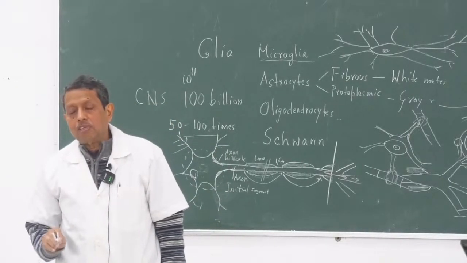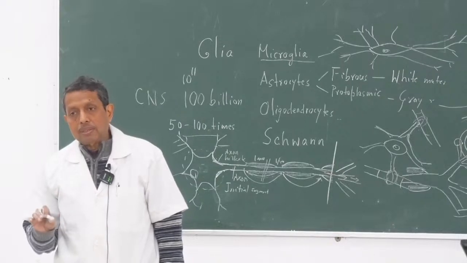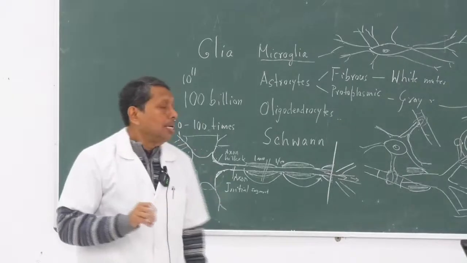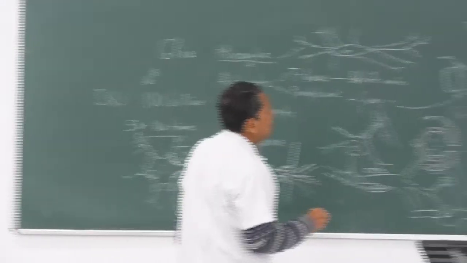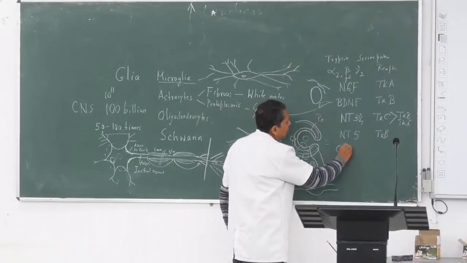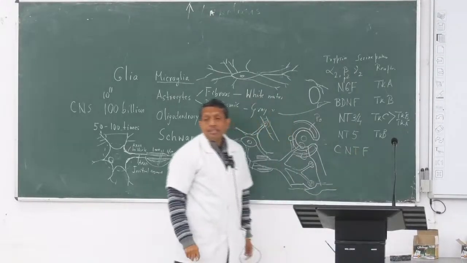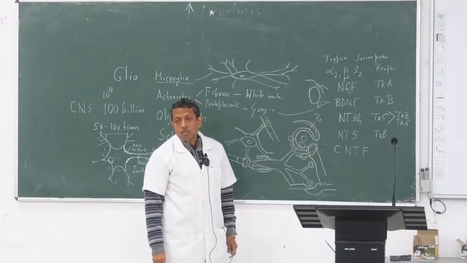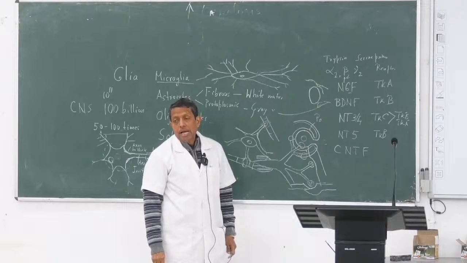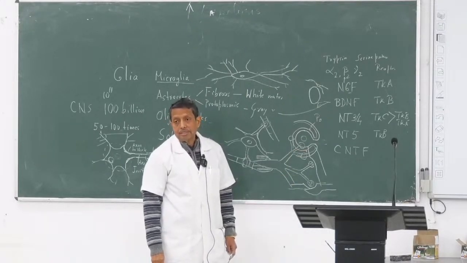There are also other neurotrophic factors. Like in the case of the brain, there is ciliary neurotrophic factor, that maintains the dopaminergic neurons, and other neurotrophic substances are secreted.